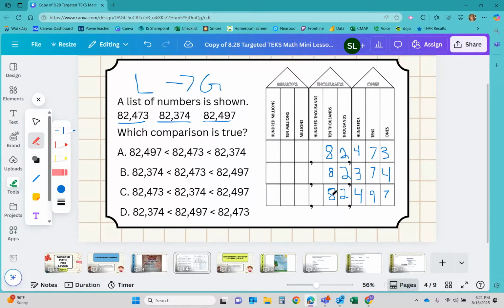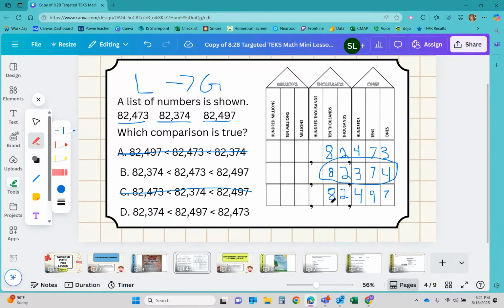and I have all 8s in the 10,000s place. So I'm going to go to the thousands place, and I have all 2s. So I go to the hundreds place, and here I see something a little different. My smallest number is here in the middle, and it is 82,374. So I'm going to go over here and I'm going to mark out anything that does not have 82,374. Okay, and I'm left with B and D.